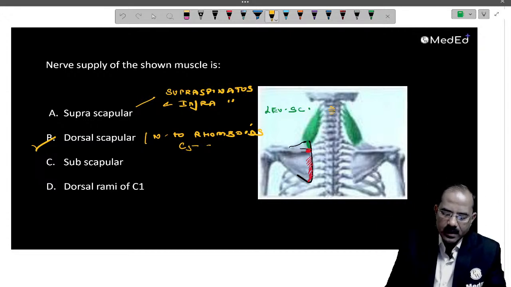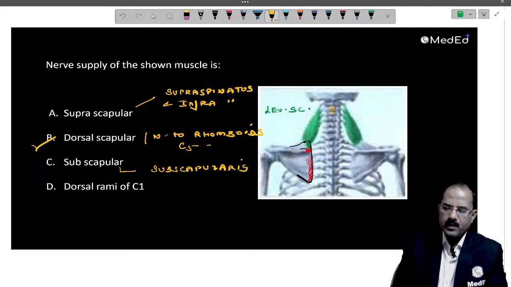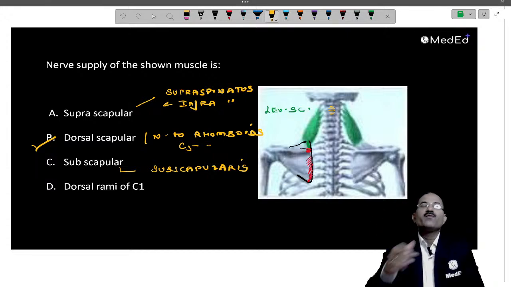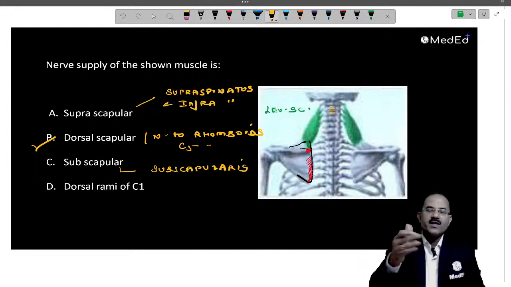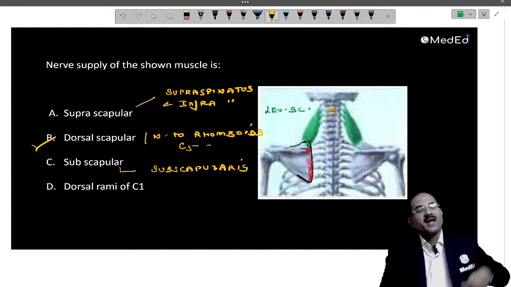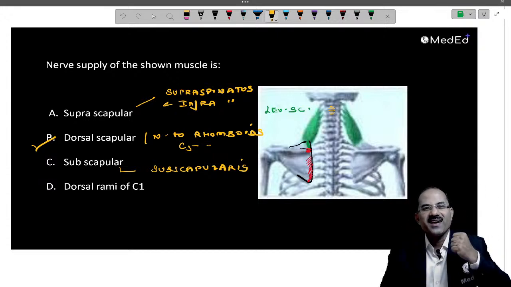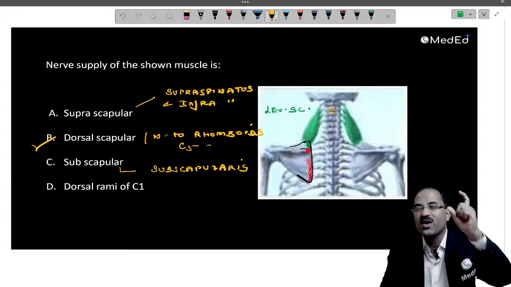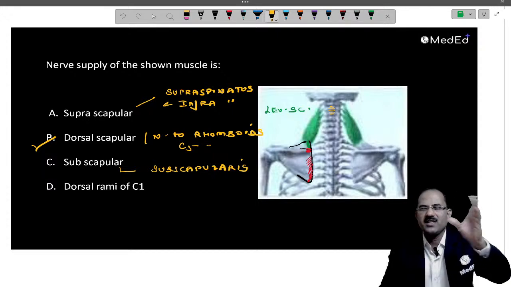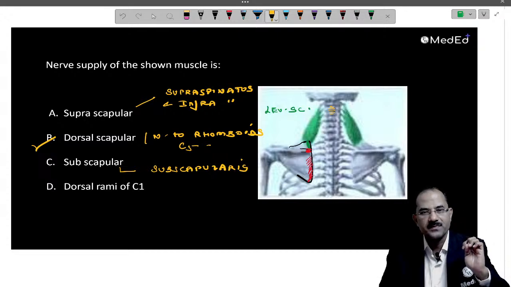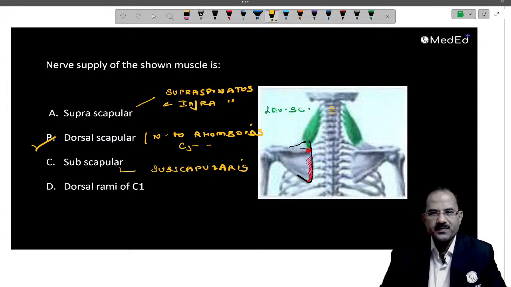Okay, what is the subscapular nerve supply? The subscapular nerve supplies the subscapularis muscle. And there are two subscapular nerves: one is the upper subscapular nerve, the second one is the lower subscapular nerve. Both the upper and lower subscapular nerves arise from where? They are branches of the posterior cord of the brachial plexus. Upper and lower subscapular nerve. Correct? Perfect, students.